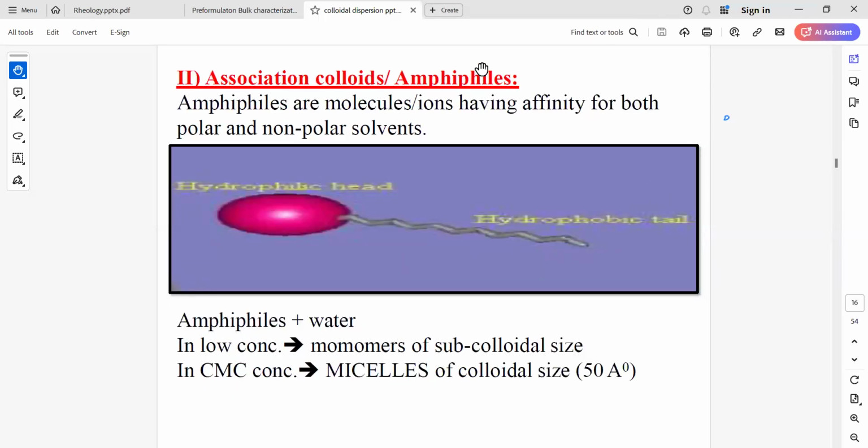And the association colloids, simply you can say, are nothing but your surfactant solutions. Your surfactant solution forms an association colloid. Your surfactants are also known as amphiphiles, so it's also known as amphiphilic colloids. As your surfactant is both hydrophilic and hydrophobic, that's why it's also known as amphiphilic colloids. And all ionic and non-ionic surfactants will be covered under this.